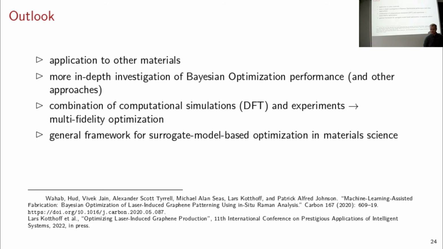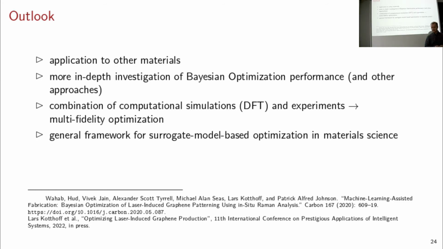Okay, so what other things might we do with this? What are we thinking about? Application to other materials. As you've seen, there are different ways to get graphene, essentially, from different precursor materials, and we might apply this to other ones. Then, as I've said several times already, a more in-depth investigation of what Bayesian optimization does and how we might be able to improve it, in particular with respect to the exploration-exploitation trade-off, right? So this is the obvious one.